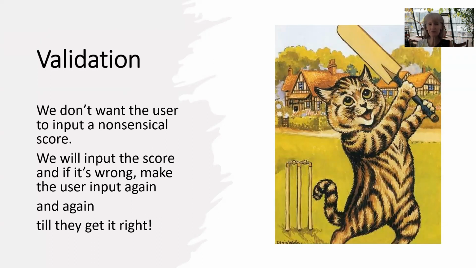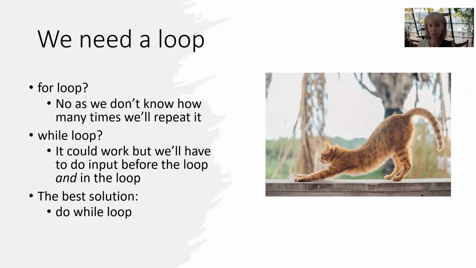So when we do validation, we want to make sure that the user does not input anything nonsensical. So we're going to input the score again and again. And if it's wrong, we keep inputting again until the user gets it right. So we're going to need a loop.